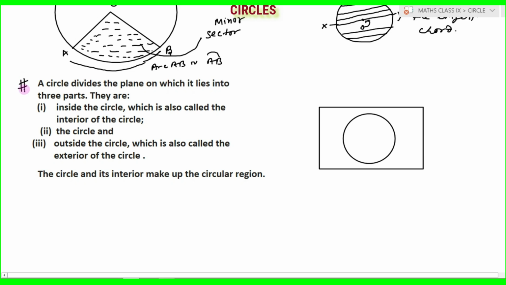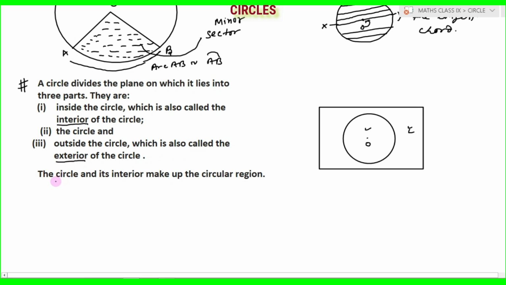A circle divides the plane on which it lies into three parts. This is a plane, and in this plane this circle is drawn with center O. This circle divides the plane into three parts. The first part is the interior, which is inside the circle. The second part is the exterior, which is outside the circle, and one part is on this line, so we say on the circle. Inside the circle is also called the interior of the circle. The third, outside the circle, is also called the exterior of the circle.